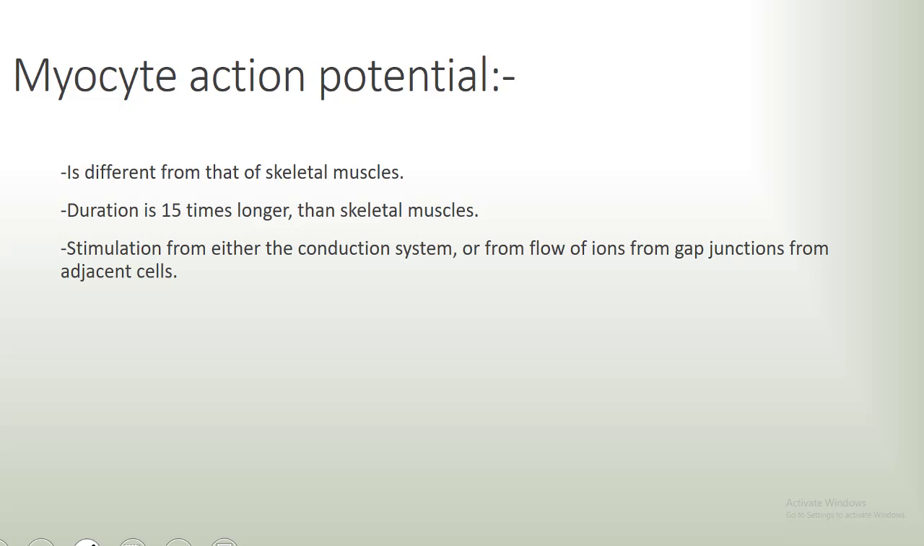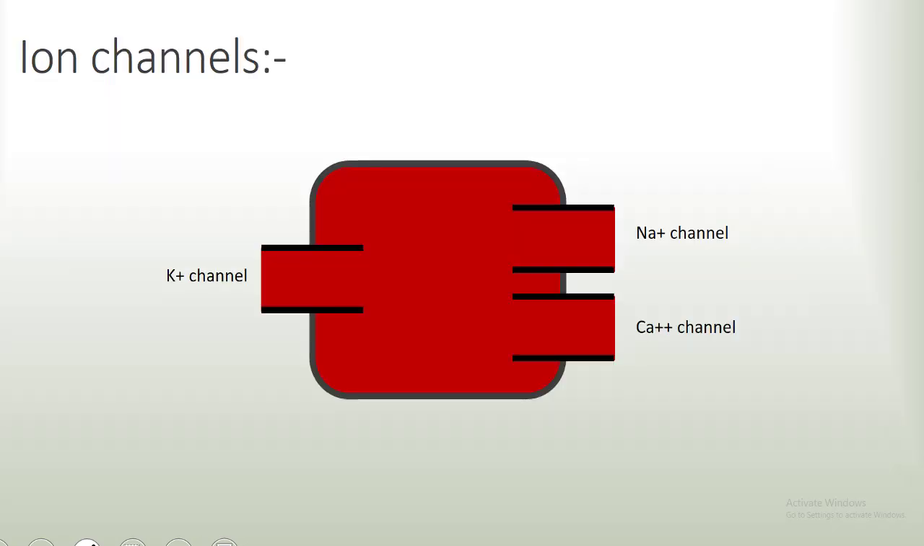which we'll talk about. When the cardiac myocyte gets stimulated, either from the conduction system or from flow of ions from the gap junctions from adjacent cells, an action potential will occur in that cardiac myocyte. Before we start, let's talk a little bit about the ion channels that are present within the membrane of the cardiac myocyte. We will begin by talking about the sodium channels.